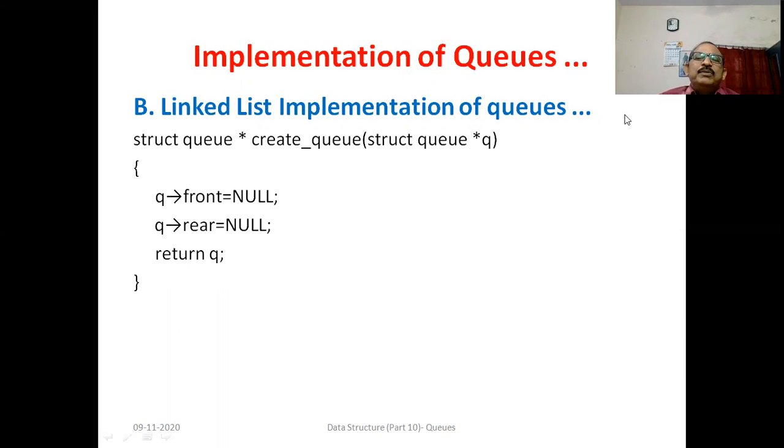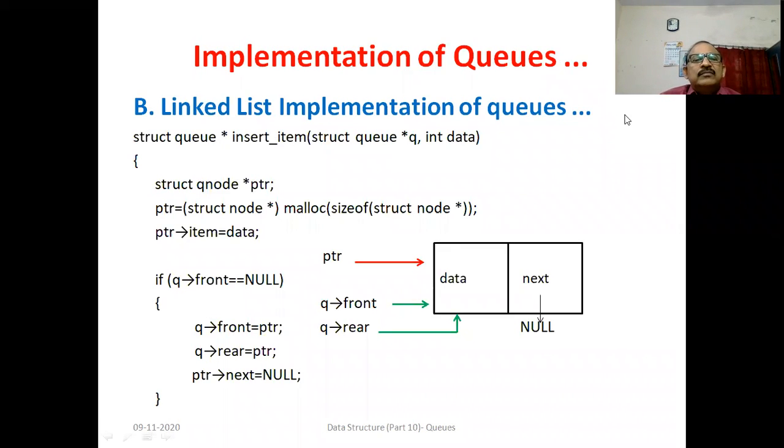The create queue function simply sets the queue front pointer and queue rear pointer to null, and returns the queue. Next we are going to implement the insert item function. This function takes two parameters. One is of type struct queue, a pointer type, and next is simply the integer data type.